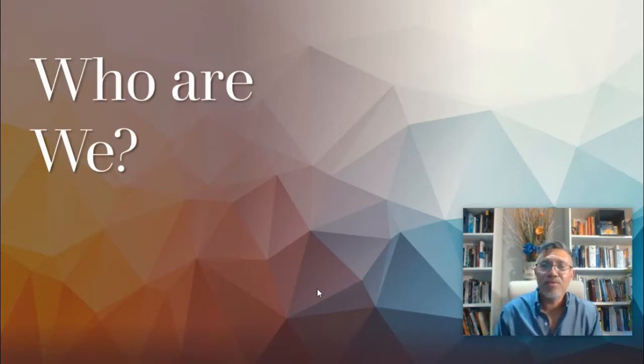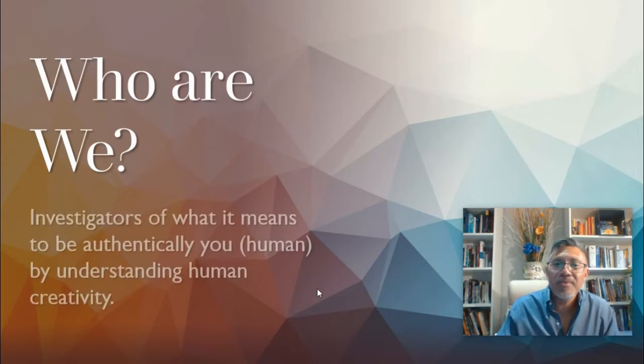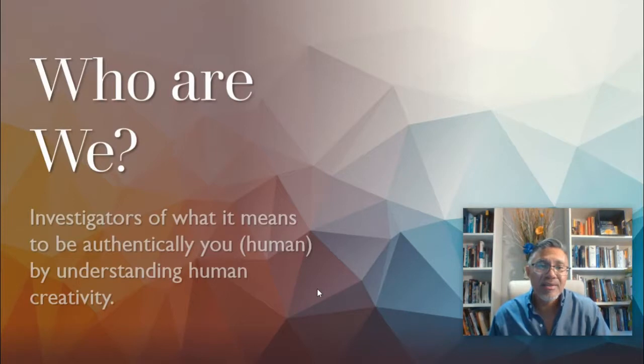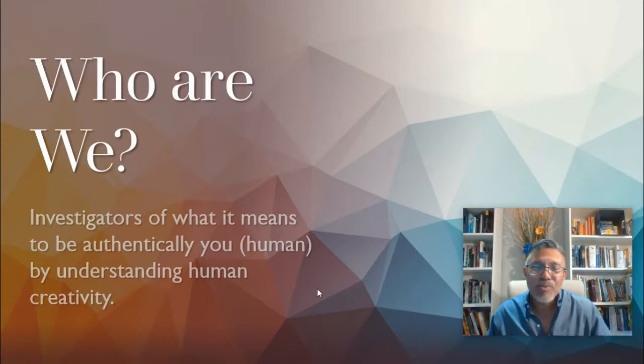So who are we then, as students and as a teacher, in a class called Creative Minds within the umbrella of the humanities? Well, we're investigators of what it means to be authentically human. In other words, we're trying to figure out what it means to be authentically you. And we'll do that by trying to understand human creativity. But that brings up another question, doesn't it? If we're trying to figure out what this class is about, it's good to understand what the humanities are, but now we have to understand what creativity is. And that's what you'll be learning about in our next module.